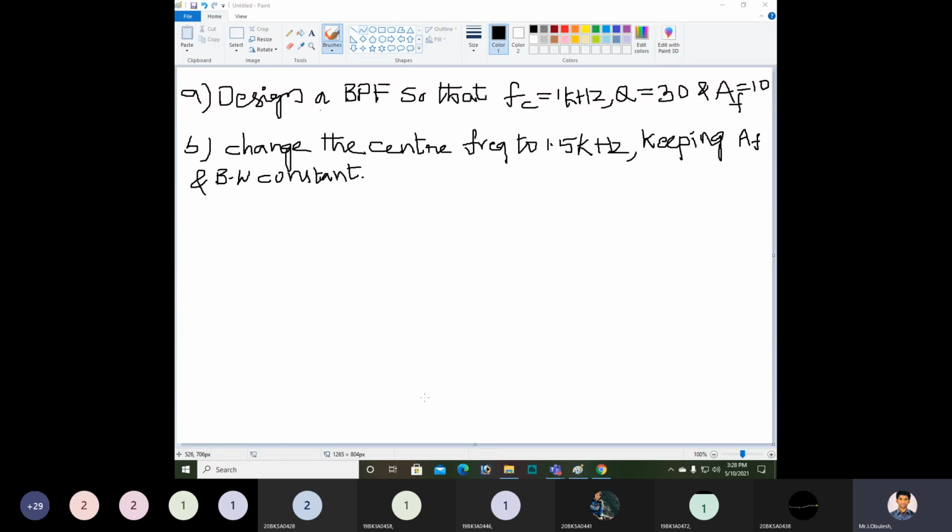Okay, so this is the problem. The first problem is you need to design a band pass filter so that FC is 1 kHz and quality factor Q is equals to 30 and AF is equals to 10. And the second one is change the center frequency to 1.5 kHz, that is FC, and you need to keep AF and bandwidth constant. First, you need to write down the given data, what we have from that problem. Tell me what is the given data.